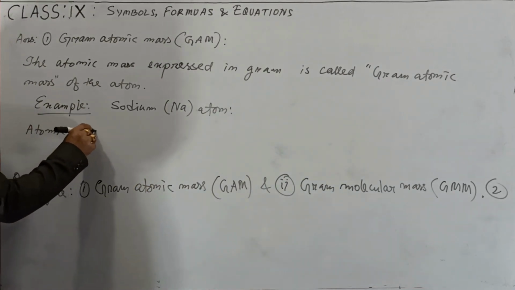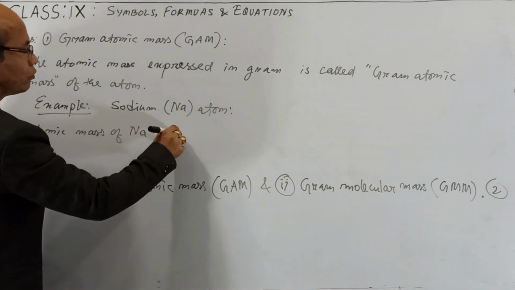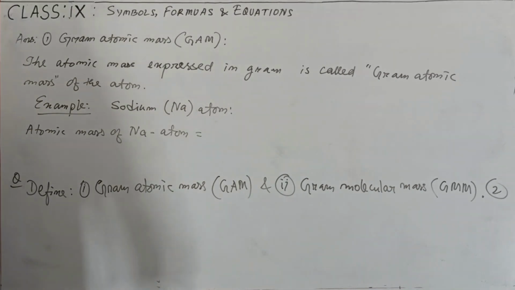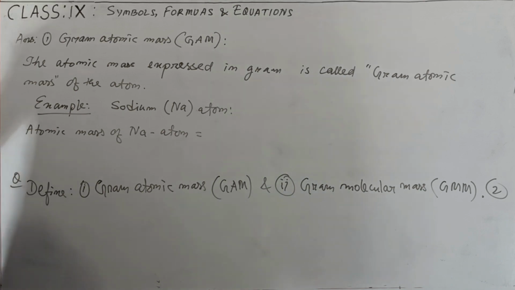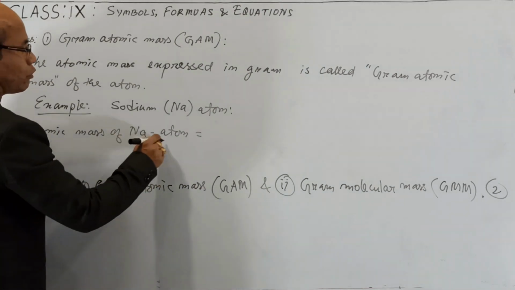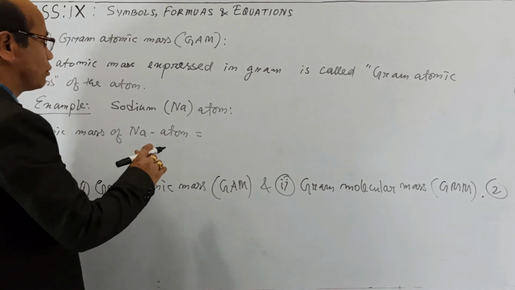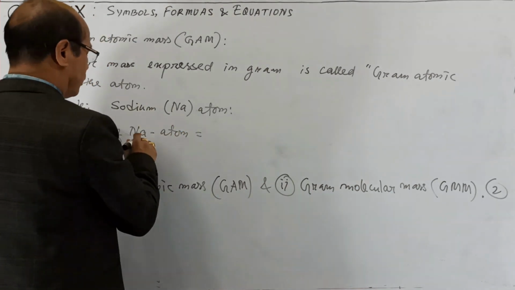Atomic mass of sodium atom is equal to how much? You must get by heart the atomic masses of some of the common elements. We have around 20 common elements. If you can learn by heart the atomic masses of these 20 common elements, then it will be very helpful for you. So this atomic mass, you have to get it by heart. There is no other option. Without learning by heart, you cannot do anything.